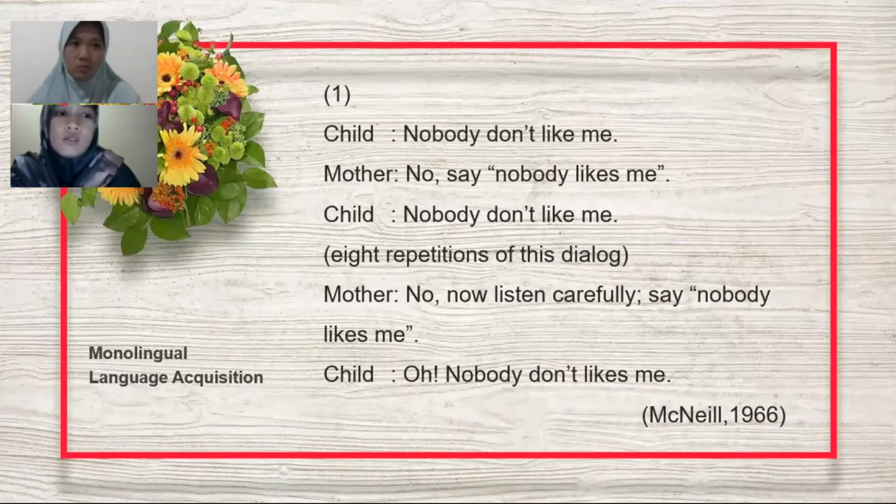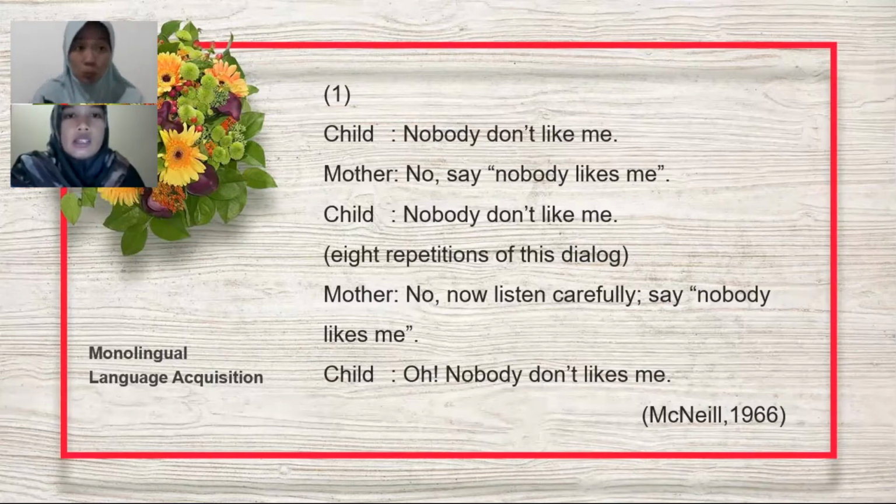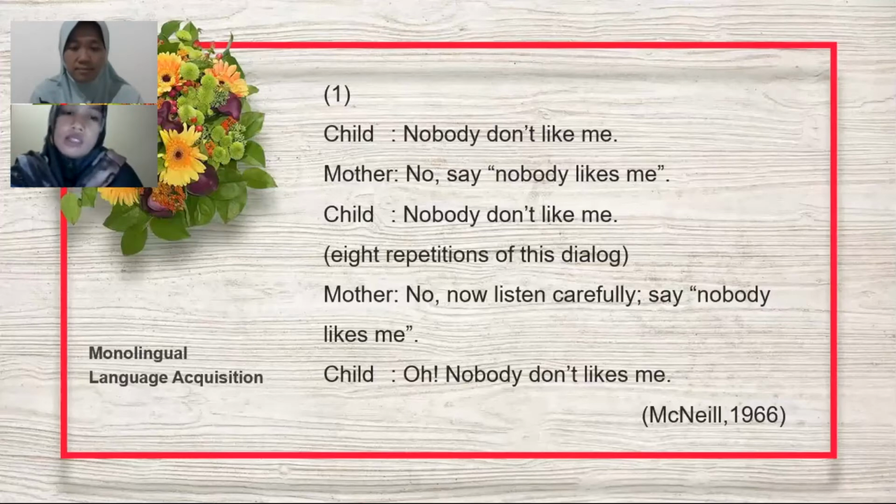Okay, this is monolingual language acquisition. You can see the example below. This is the dialogue between a child and his mother. The child says, "Nobody don't like me." And then the mother says, "No, say, nobody likes me." And the child repeated, "Nobody don't like me." And then the mother says, "No, now listen carefully, say, nobody likes me." And the last utterance of the child is, "Oh, nobody don't likes me."